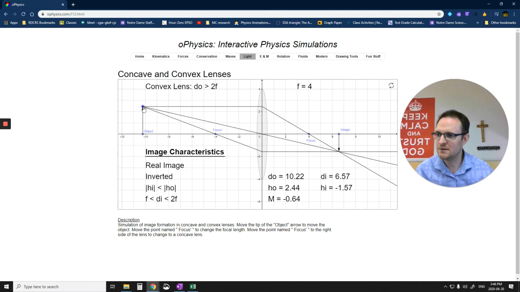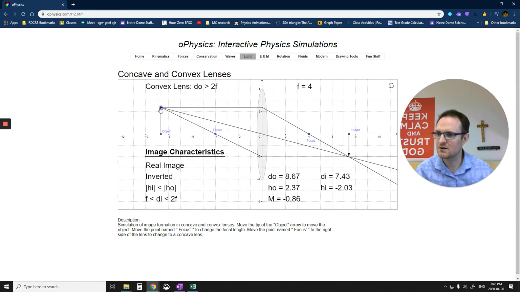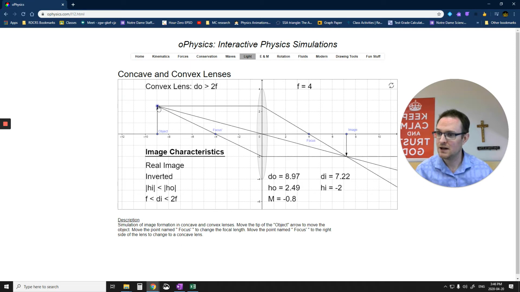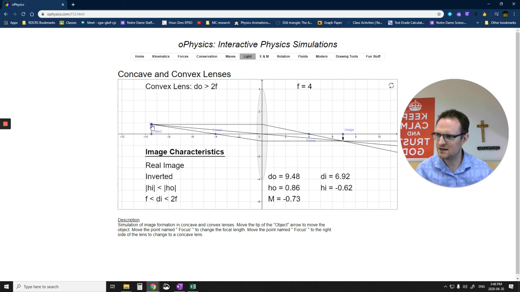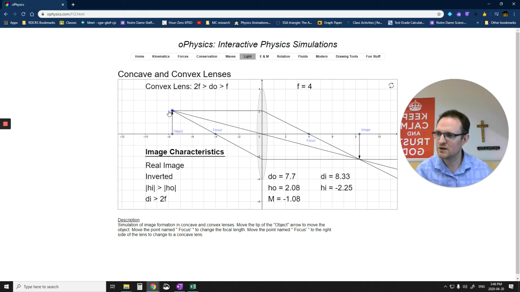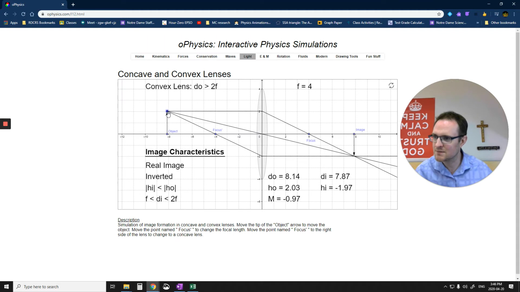And I can move this around. You can see what's happening to the image. You can also see that it's inverted. It's upside down, right? It looks diminished in size. Because if I put it here, let's put it here, because that's too tall. Right here, you can see the height of the image is smaller than the height of the object. All right, I can move it around. You can see that at 2 times here.